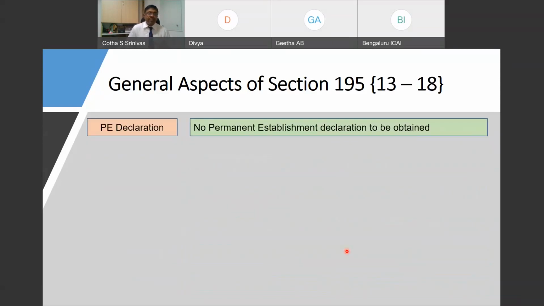PE declaration. We have something called the concept of permanent establishment. Under international taxation, we deal with this. We keep on discussing this permanent establishment declaration. So whenever we are dealing with a non-resident, first we have to obtain whether they have a permanent establishment in India or not. If they have a permanent establishment in India, then the provisions will change. Section 195 may not be applicable because they may also be considered as a resident. So we have to first obtain a declaration that they don't have PE in India. So the no-PE, permanent establishment declaration, is to be obtained from the non-resident.